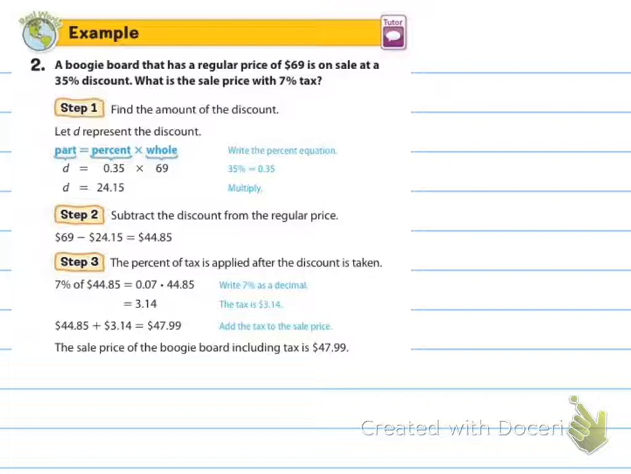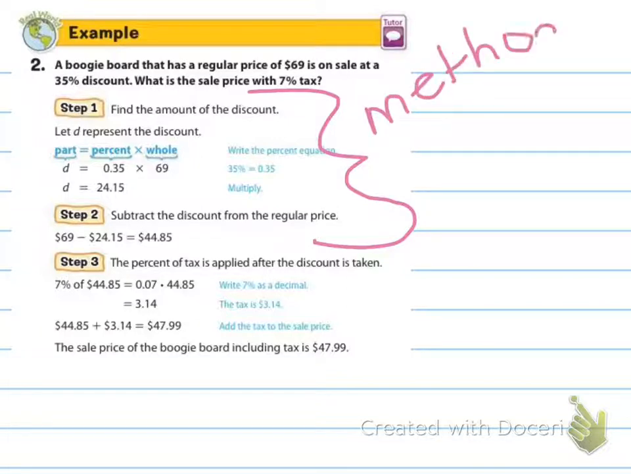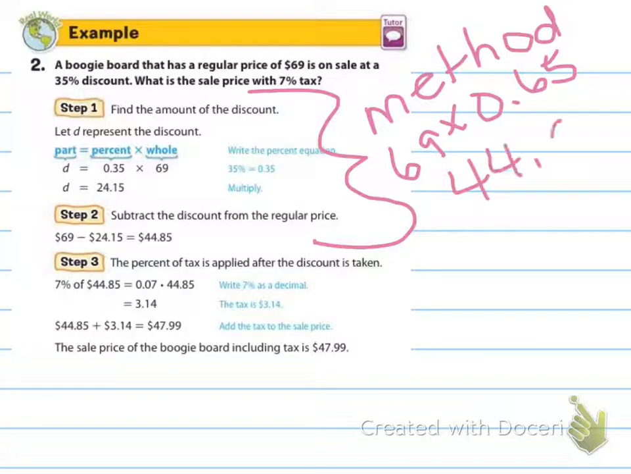So of course, right here, this is where I would do my step 1 or my step 2. Personally, I would do method 2, where instead of doing the price times 35%, I'm going to do the price times 65%, which is the discount. So I would do 69 times 0.65, and that's going to end up giving me $44.85. Now, in their example, they first found the amount of the discount, then they subtracted the discount from the regular, and they found the sale price.